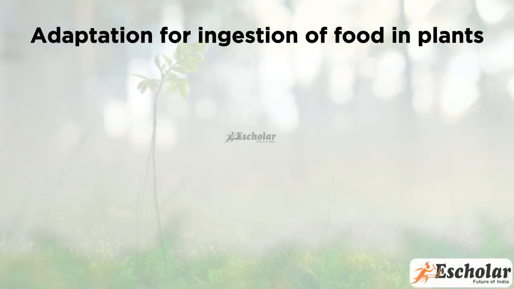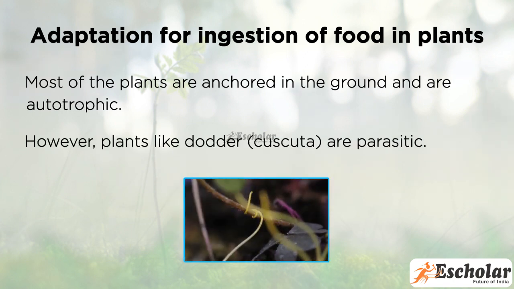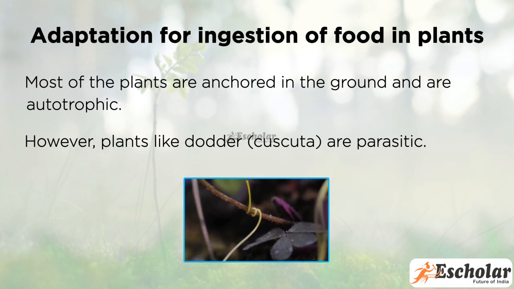Adaptation for injection of food in plants. Most of the plants are anchored in the ground and are autotrophic. However, plants like dodder, Cuscuta, are parasitic.